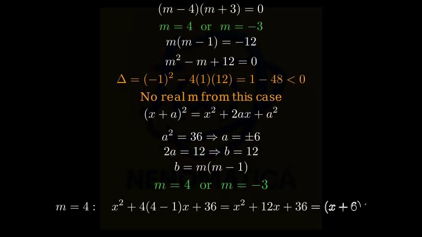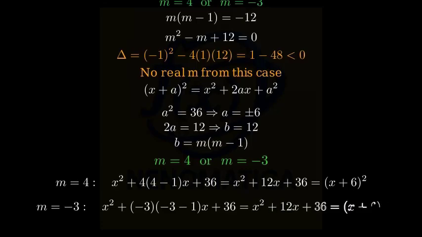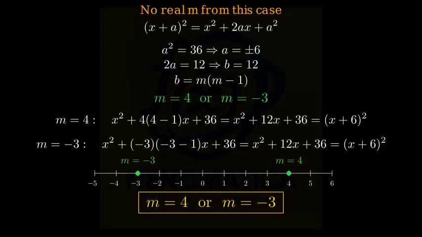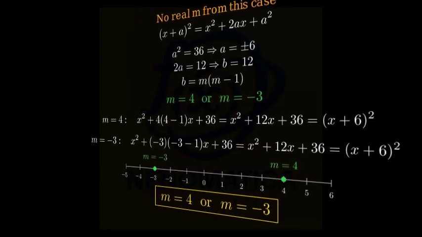Substitute m equals 4. The middle coefficient becomes 12, and the trinomial equals x squared plus 12x plus 36, which is (x plus 6) squared. The same happens for m equals negative 3. To summarize, the valid m values are 4 and negative 3. Let's place them on a number line to cement the result. Final answer. The quadratic is a perfect square trinomial exactly when m equals 4 or m equals negative 3.